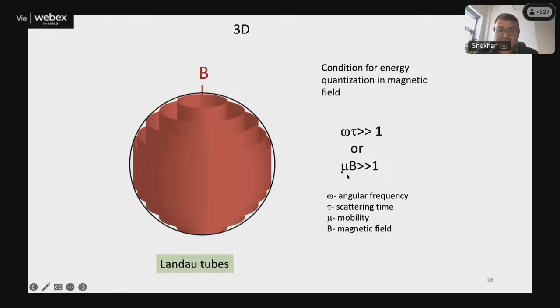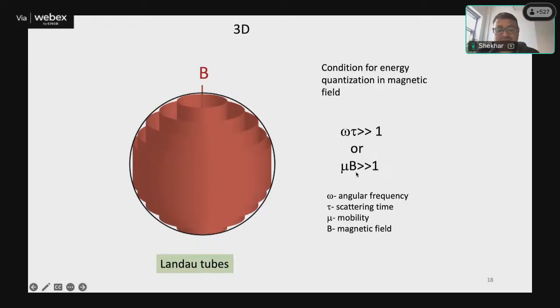So either we have a high quality sample, and high quality sample means high mobility, or we have a high field. There is a limitation on the field. We have a 70 Tesla maximum field in our nearby laboratory, but in my lab we have 9 Tesla, which is the limitation.